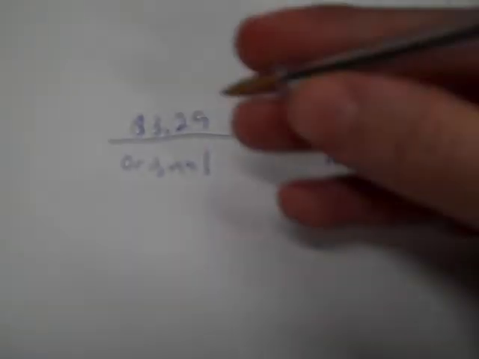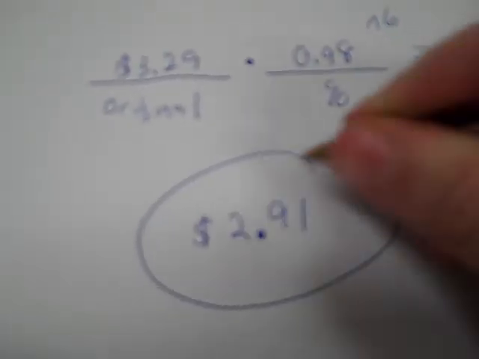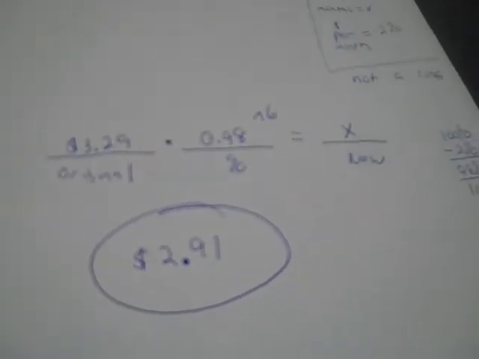So 3.29 times 0.98 to the power of 6. And again, if you're talking money, which this is, you need your decimal. In front of it's a 2, and then just put the first 2 numbers behind it, 2.91. All right, and then the next problem.